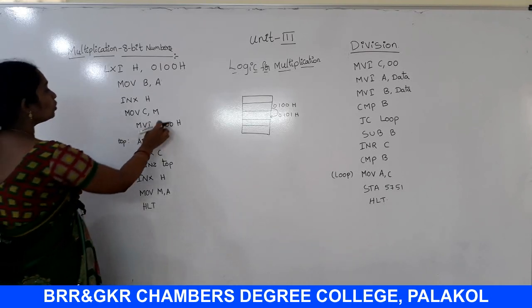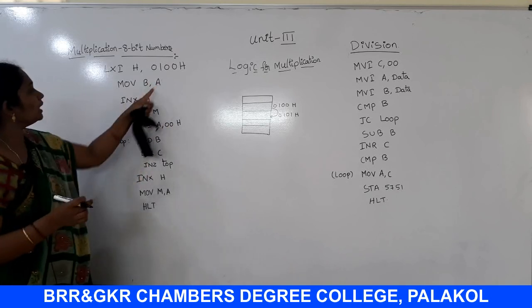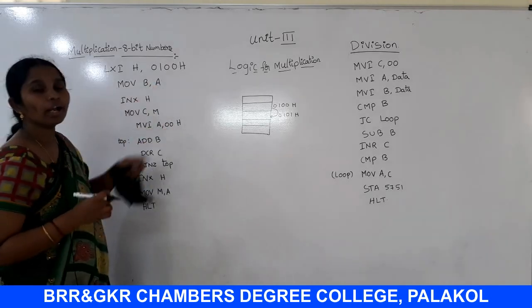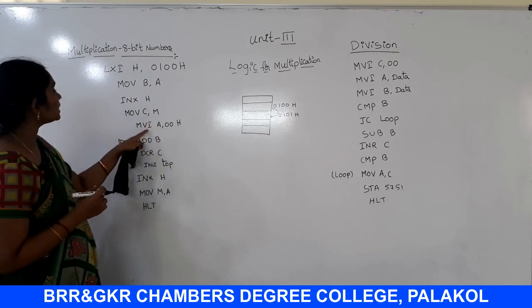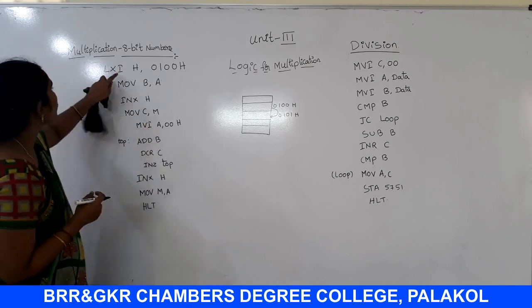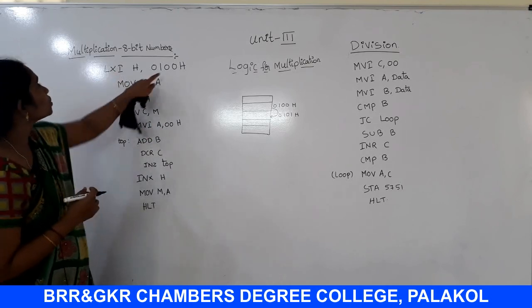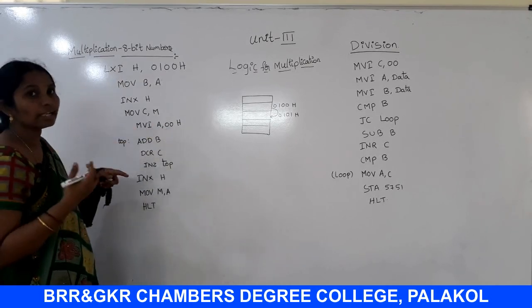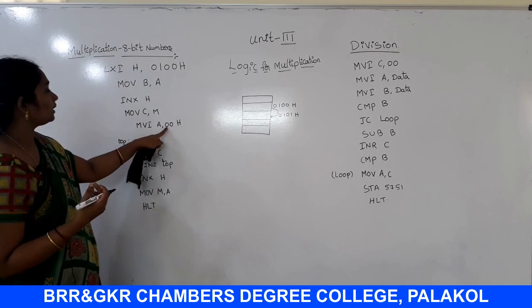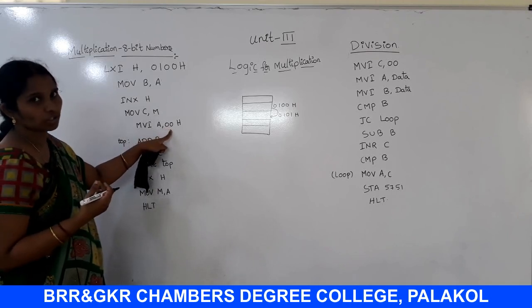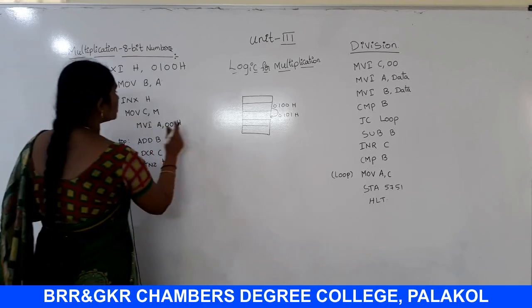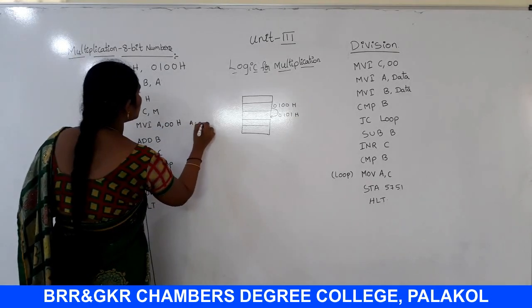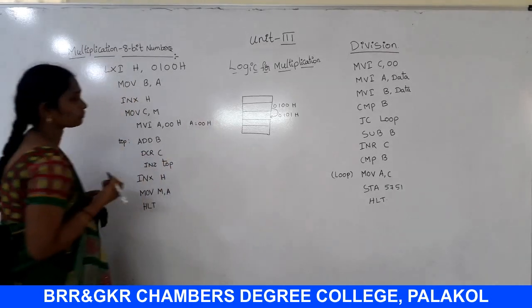That means we have to initialize the accumulator with 00H here. So after I, it is nothing but immediate data. So here this is also immediate data, therefore we have to mention the data directly in the instruction. Okay. So after execution of this instruction, A is equal to 00H here.